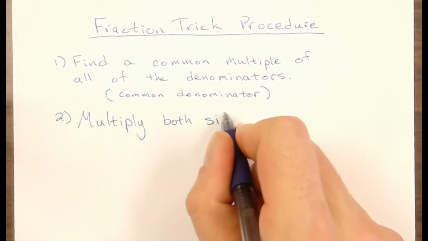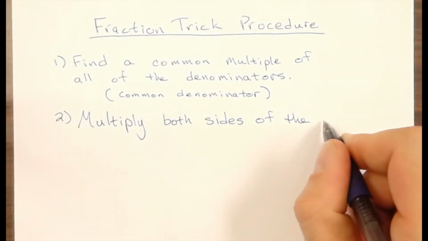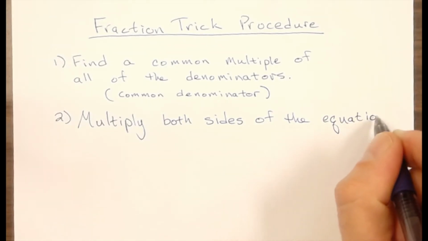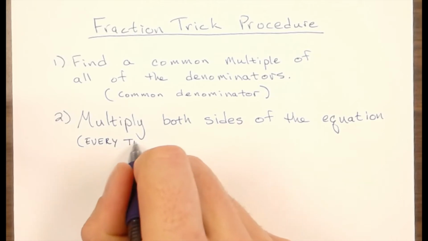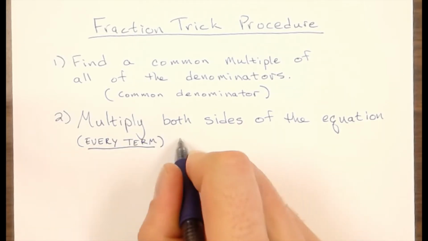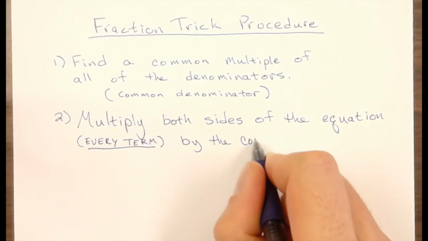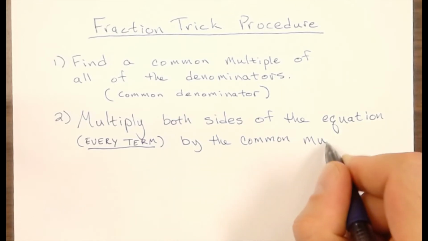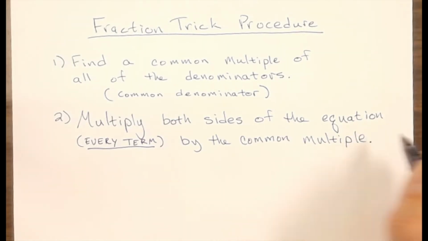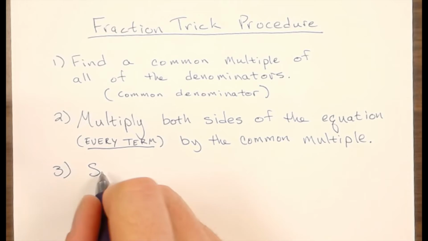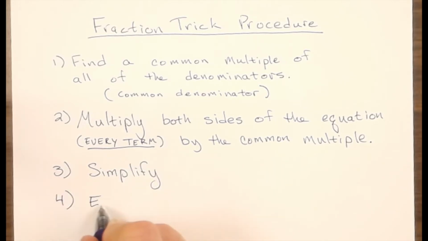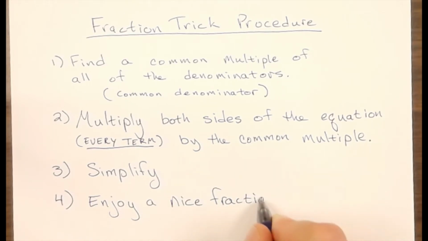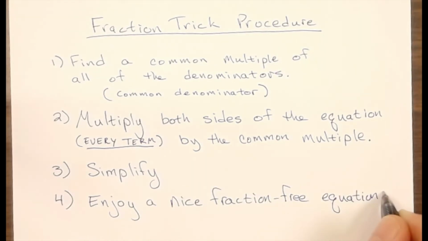Then you're going to multiply both sides of the equation by that number, that common multiple you just found. The reason that we want to use one that's common to all of the denominators is because in the next step, when we simplify, all of the denominators are going to be able to factor out with the numerators because we chose the number. After you simplify, you can enjoy a nice, easy, fraction-free equation.